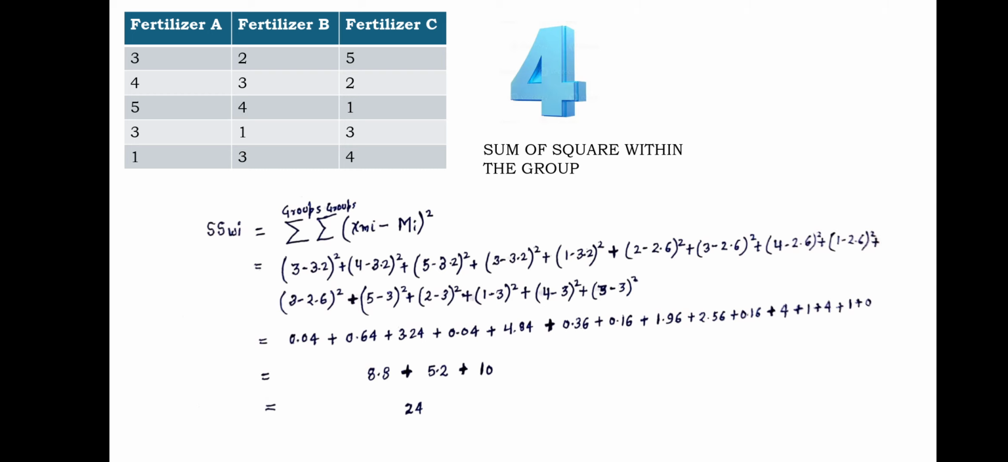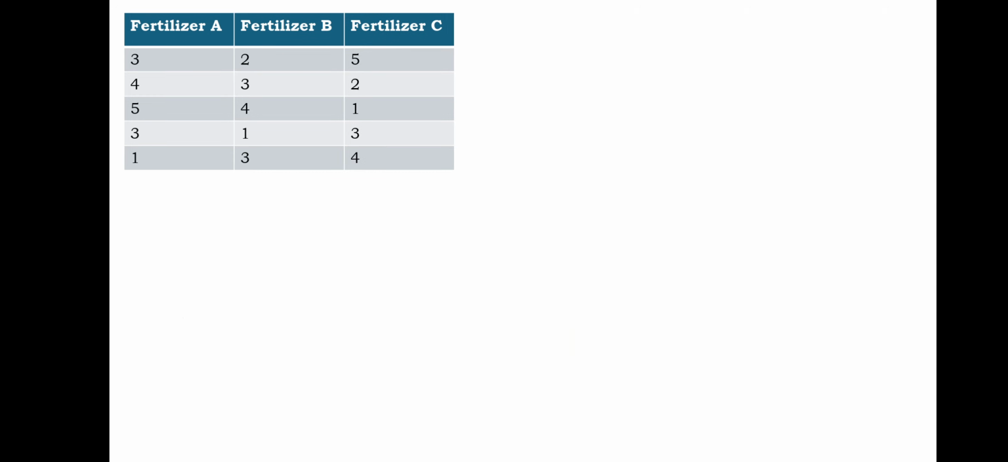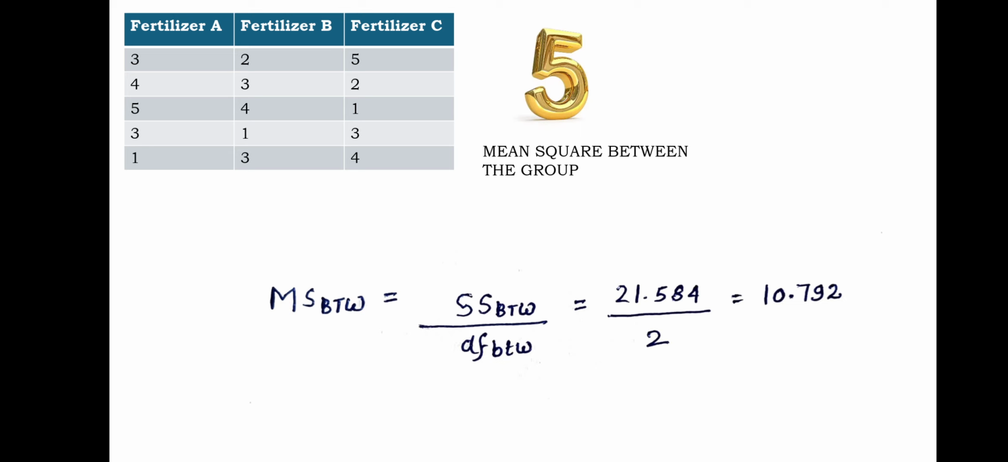Now steps 3 and 4 are very crucial. The fifth step we will do is we'll find out the mean square between the groups. As you know, to find the mean square between groups, we have to take the mean of the sum of squares between groups. So on the numerator we will put the sum of square between the groups, which was 21.584, and in order to find its mean we have to divide it by the degree of freedom. But the degree of freedom will be of between the group first.